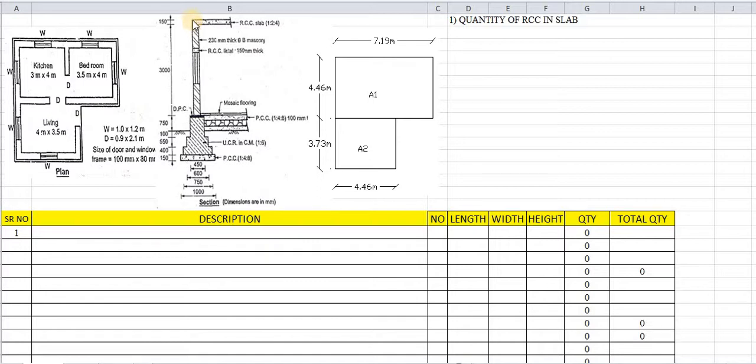That means while finding out the quantity of RCC slab, we have to start from the external wall. There is no projection for the RCC slab in the external wall. The RCC slab starts just from the external wall, flushing to the external wall. That means the slab will be laid over all the external walls, whether it is the kitchen, bedroom or living room. The RCC slab will be laid above the brickwork, flushing in the line of the external wall.